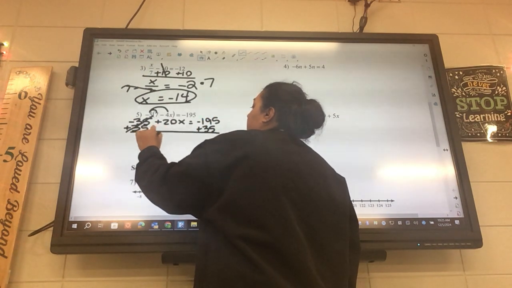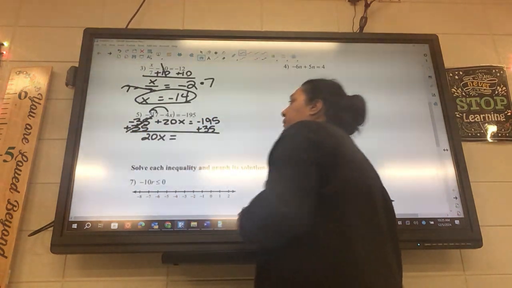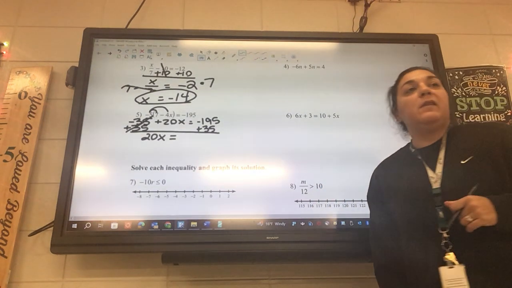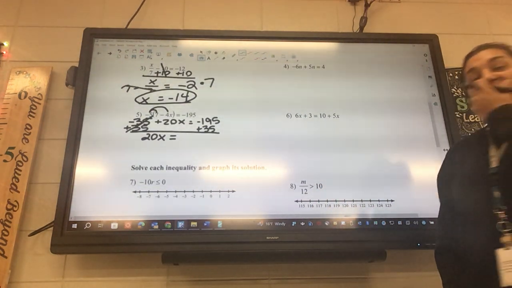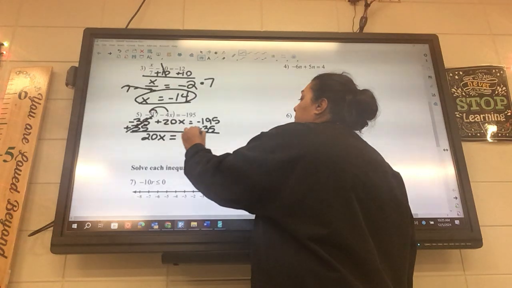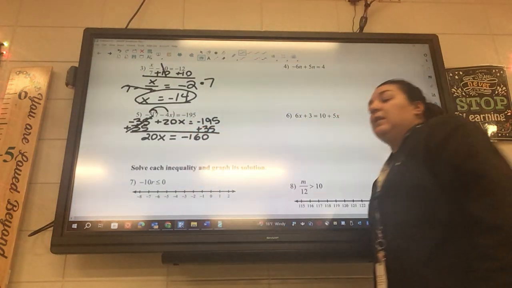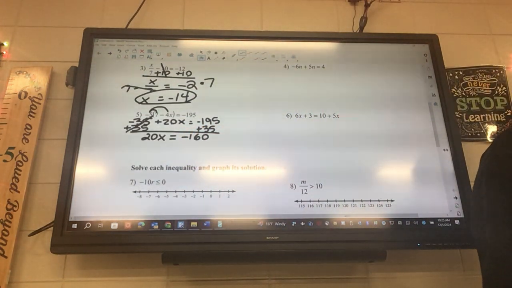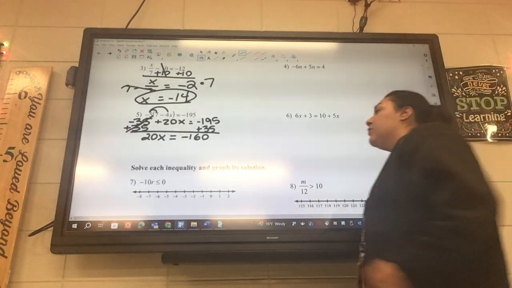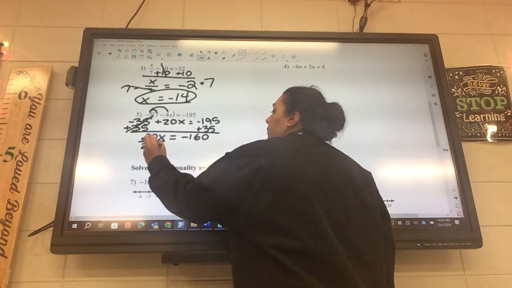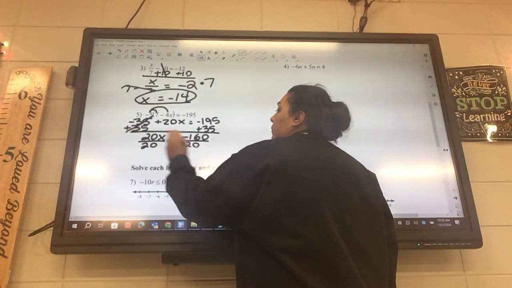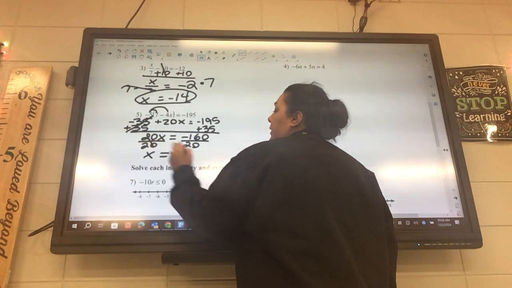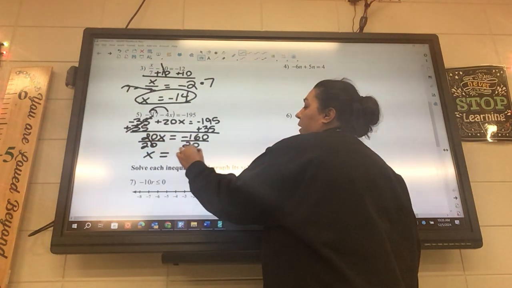So I'm going to get 20x equals, what is negative 195 plus 35? Negative 160. Okay, and then what needs done? We need to divide by 20. So we get x equals what? Negative 8.